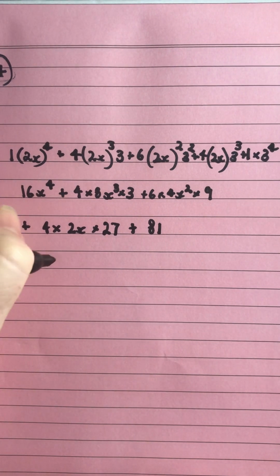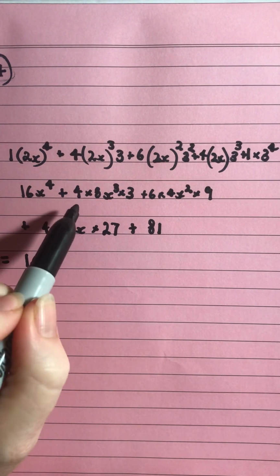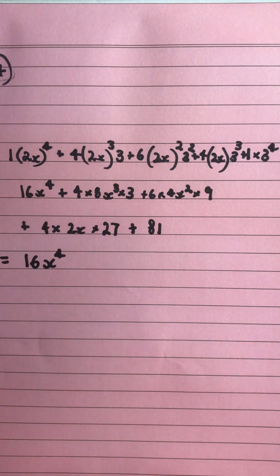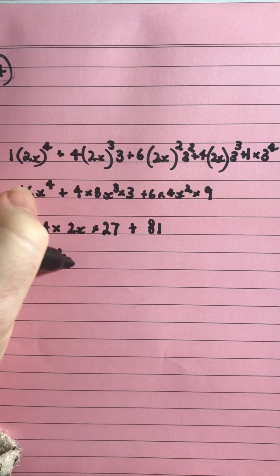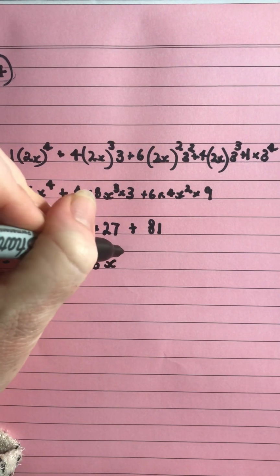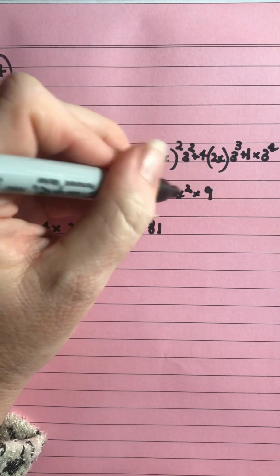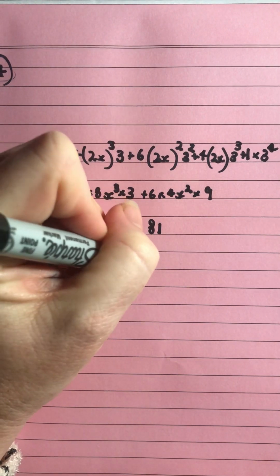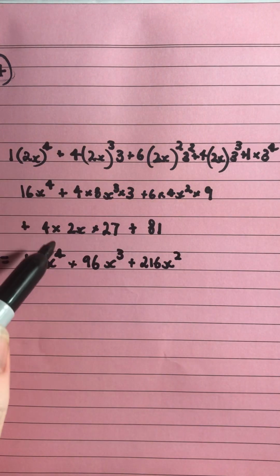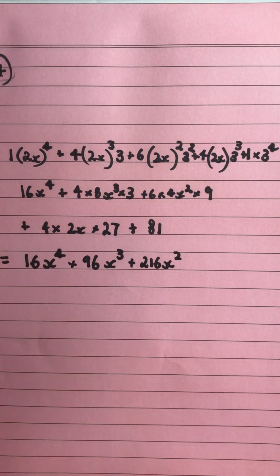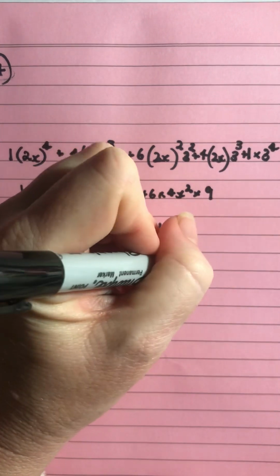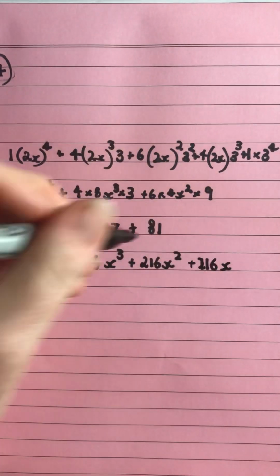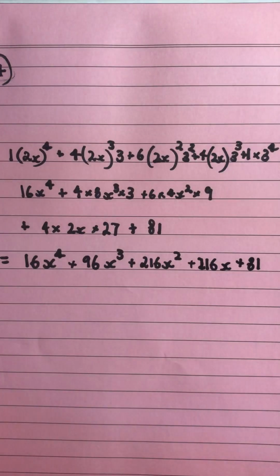So my 16x to the 4, that was fine. Then here I've got 4 times 8 times 3. So I've got to do my 4 times 8 times 3 for that coefficient, which is 96, x to the power of 3. Then I've got 6 times 4 times 9, and I get 216, x squared. And then here I've got 4 times 2 times 27, and I get 216 x, and then I've got my 81 on the end.